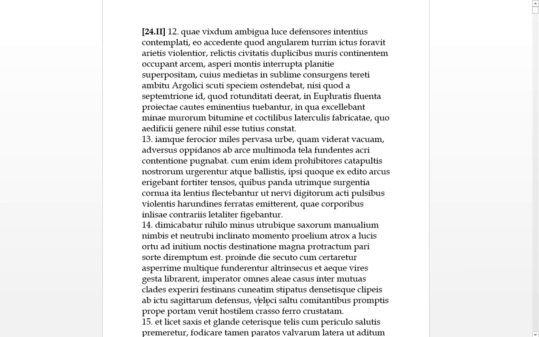of the arrows. With a veloci saltu, he's quickly danced ahead. He's leapt in with his commitantibus promptus, with his companions who are ready at hand. Promptus means ready to go. Prope portem venant hostilum. Okay, we'll take that slab. He was near the porta, which is a gate. Hostile means it's the enemy's gate, and he venated.